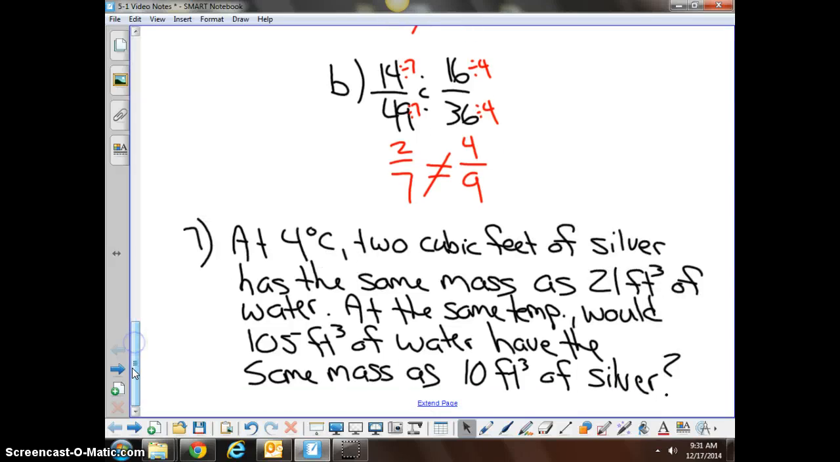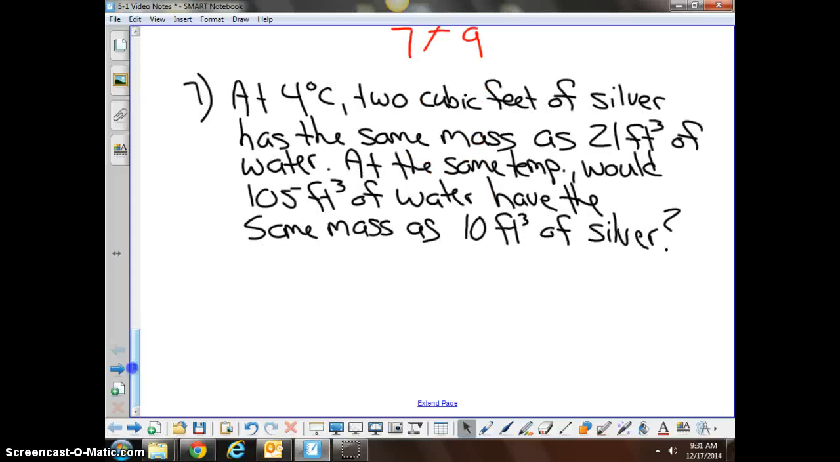Last thing would be word problems. Number 7 is a little bit tricky because it gives you some information that you don't really need to use math for, and that information is the first part of the sentence actually. At 4 degrees Celsius, it's important information, but it's not going to be part of our math problem. You'll see why in a moment.